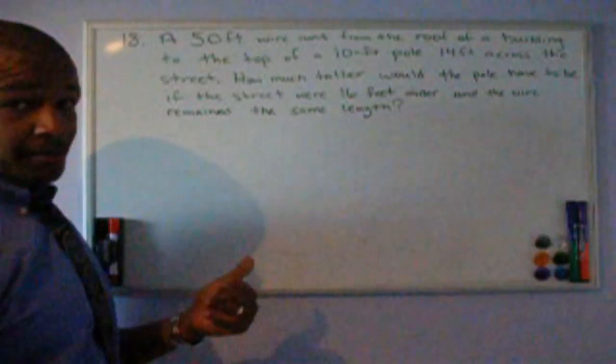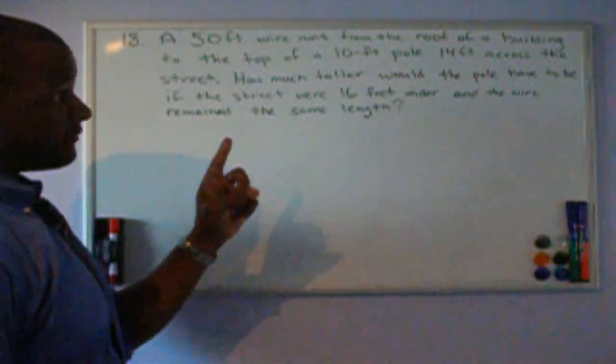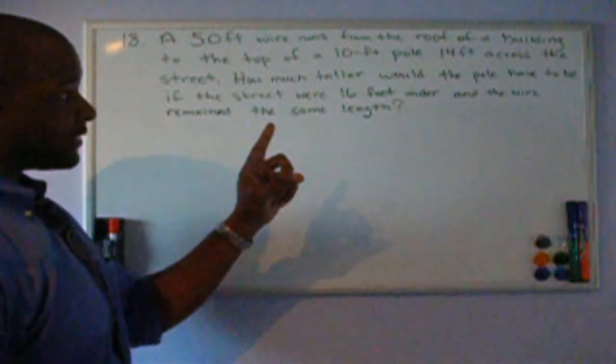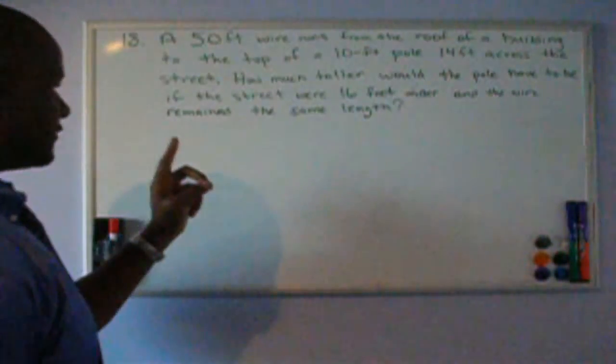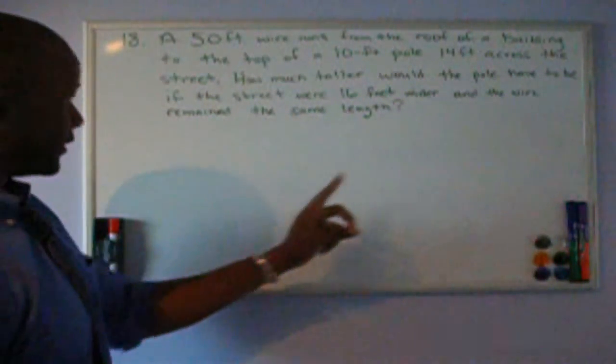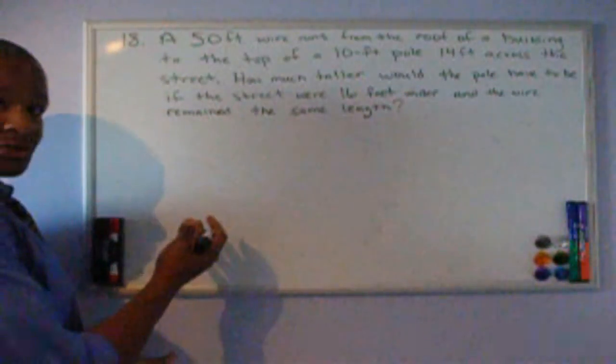Here we go. This is how you do this problem. Now let me read it again. Number 18. A 50-foot wire runs from the roof of a building to the top of a 10-foot pole that is 14 feet across the street. How much taller would the pole have to be if the street were now 16 feet wider and the wire remained the same length? Now, notice there's no answer choices here.